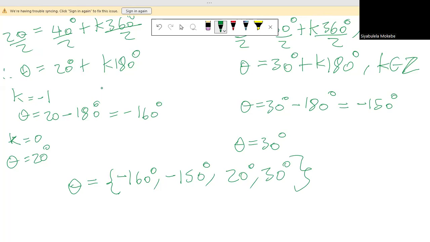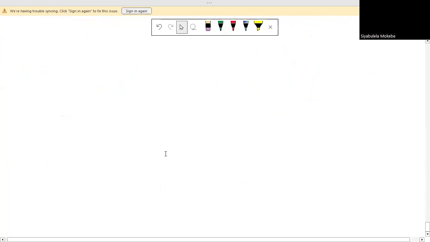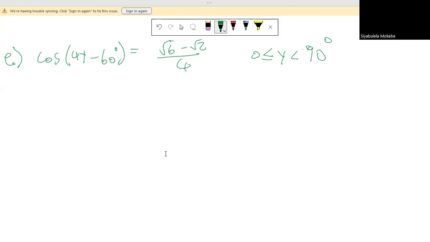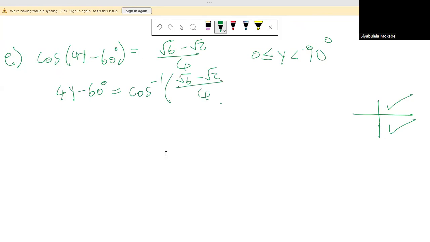With that being said, the last question is E. Of course, 4y minus 60 equals root 6 minus root 2 over 4, where y is between 0 and 90. Okay, again, first thing first, cos is positive. Cos is positive where? In the first and fourth quadrant. And then from there, you look for your reference angle. Okay, let's check. Inverse cos of root 6 minus root 2 over 4.